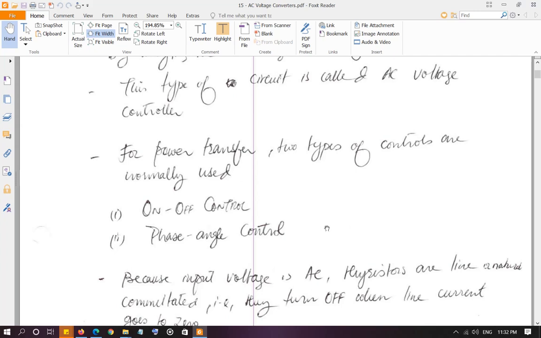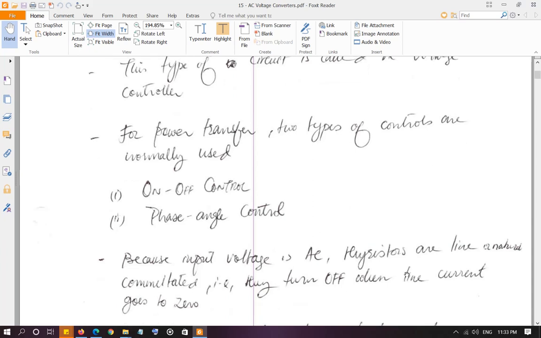Now all the AC controllers use thyristors to control the AC signal, that is, to convert the power from one frequency or one level to the other frequency or other level. And since AC signals are positive and negative, all these thyristors are naturally commutated or line commutated. That is, when the signal is going towards the negative direction and the current falls below the holding current, the thyristors stop conducting.